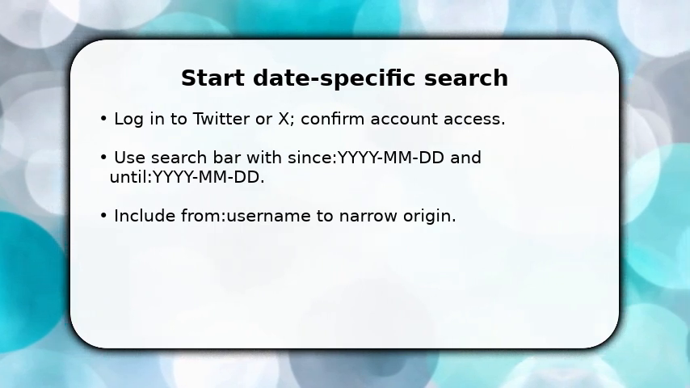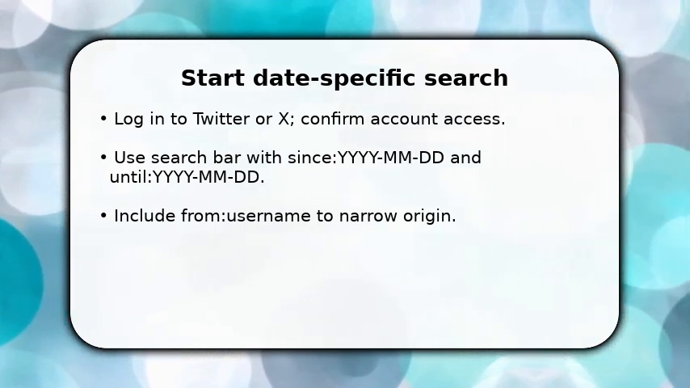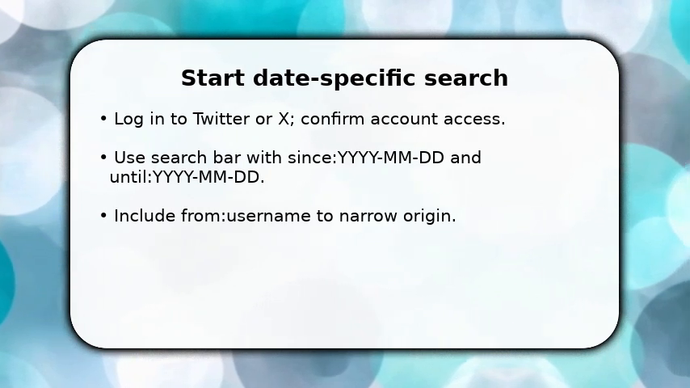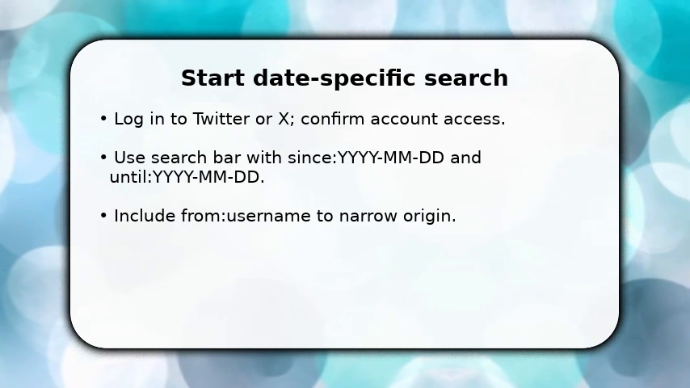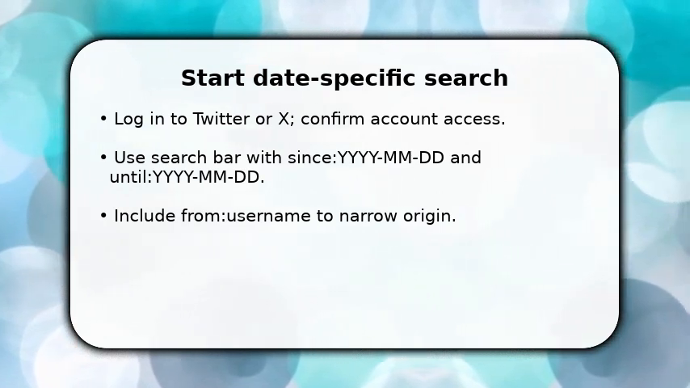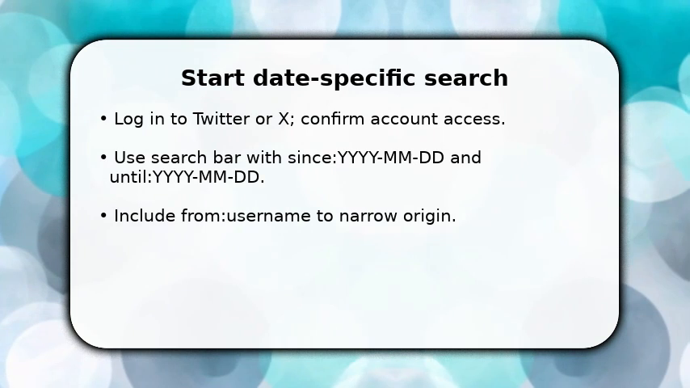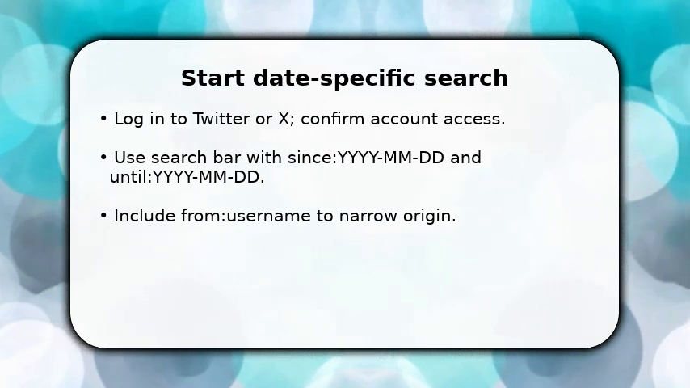If you only want one account, prepend from:username. That filters posts from that source. Once done, press enter and scan the first hits. This narrows noise early and saves time. Make sure dates use YYYYMMDD and that you include sensible keywords to focus results.